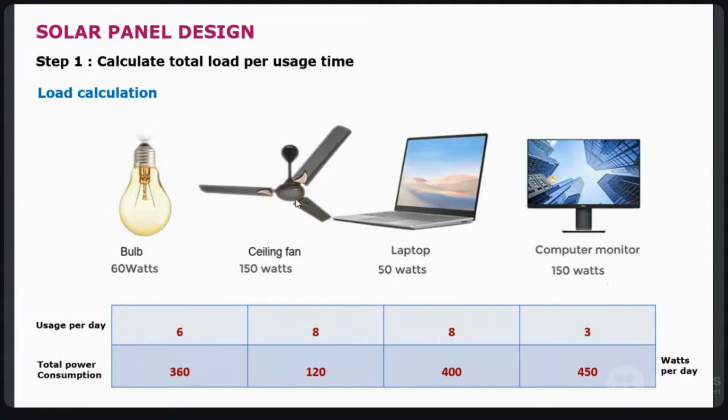Suppose I have taken a normal domestic application. Suppose a 60 watt bulb, which I'm taking for 6 hours per day, and the total watt consumption will be 360 watt per day. And a ceiling fan of 150 watt, with total usage of 8 hours, and the total watt consumption is 1200. And another 50 watt load, usage 8 hours, is 400.